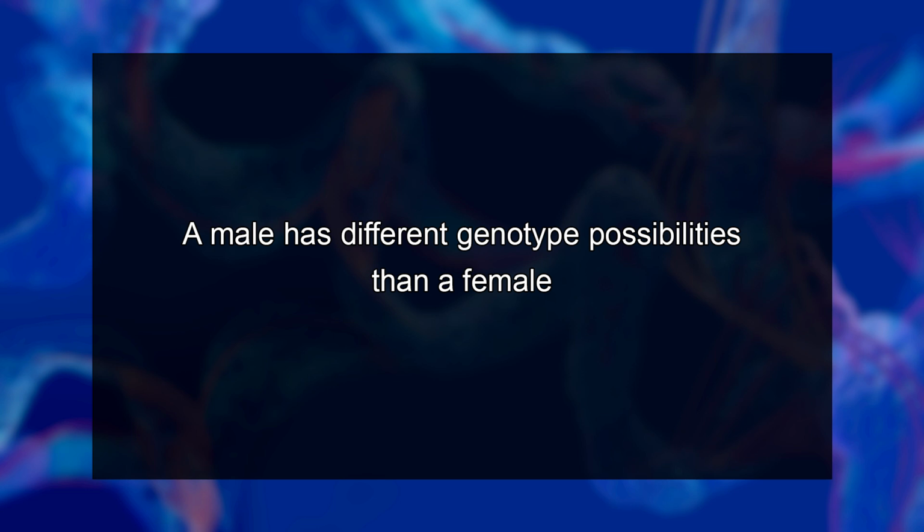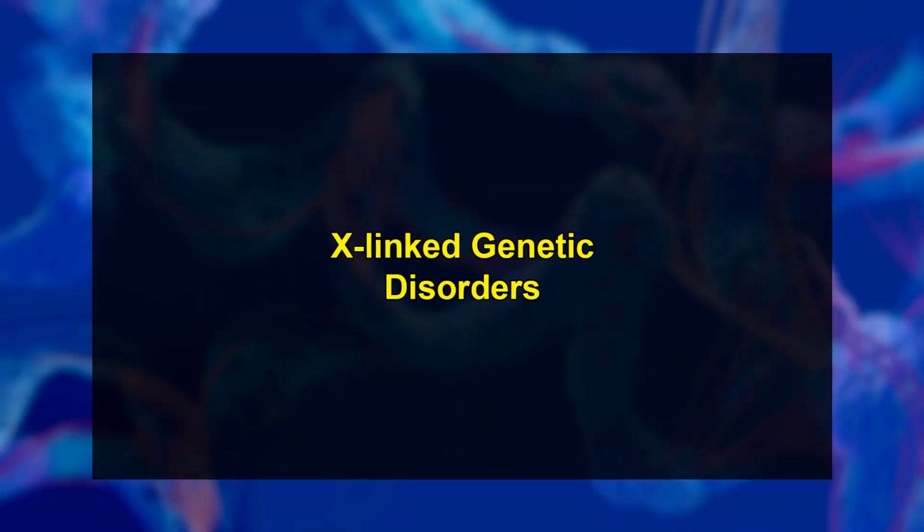Since a female has 2 X chromosomes, she will have 2 copies of each X-linked gene. A male, on the other hand, has different genotype possibilities than a female. Since he has only 1 X chromosome paired with a Y chromosome, he will have only 1 copy of any X-linked gene.